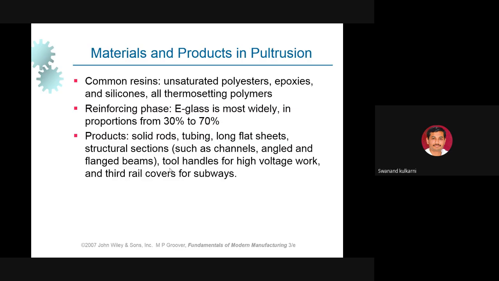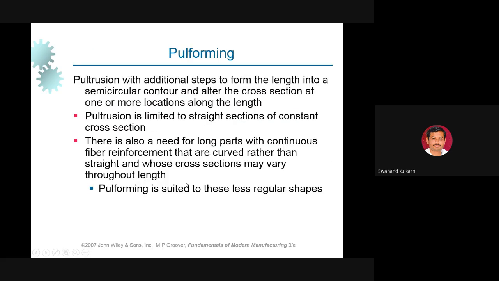Unsaturated polyesters, epoxies, silicones, all these are thermoset polymers. These are commonly used for this pultrusion process. And for the reinforcing phase, E-glass is most widely used, at 30 to 70%. Solid rods, tubing, long flat sheets, structural sections, and tool handles for high voltage work are manufactured with the help of this pultrusion process.